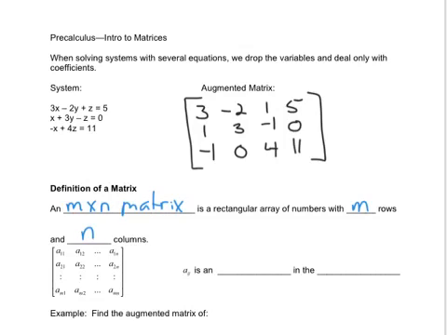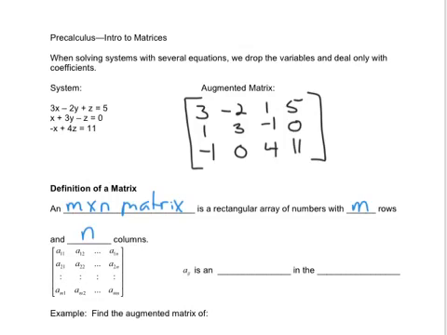So the order of these letters is important. If I'm going to tell you how big this matrix is, I always tell you the number of rows and then the number of columns. So that's how it's defined. And it's basically a big rectangle with a couple brackets that has a whole bunch of numbers in it.